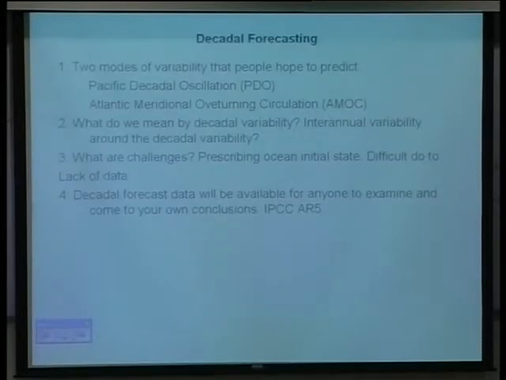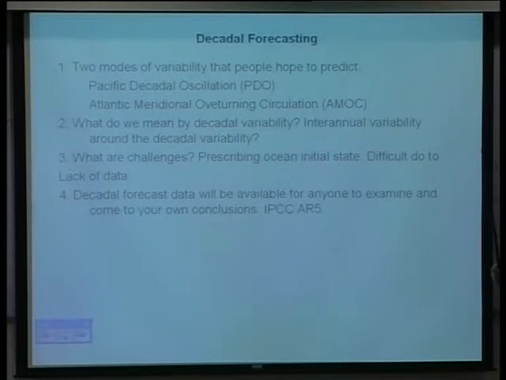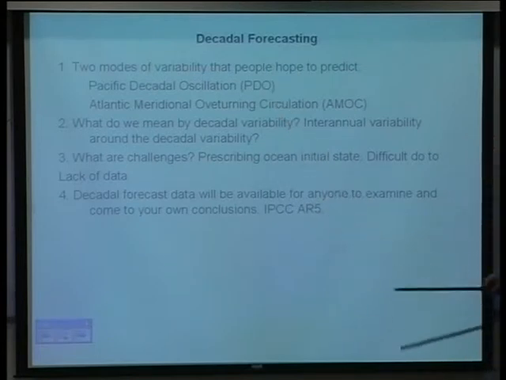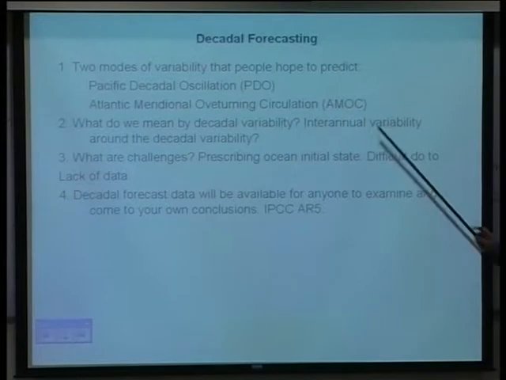Okay, so let's talk about decadal forecasting and what that means. There are two dominant modes of variability that people have pinned their hopes on that you might be able to predict at the decadal time scale. Things that we know vary at a slow time scale, and I'll show you what they look like. One is called the Pacific Decadal Oscillation, or PDO. The other one is the Atlantic Meridional Overturning Circulation, or AMOC.